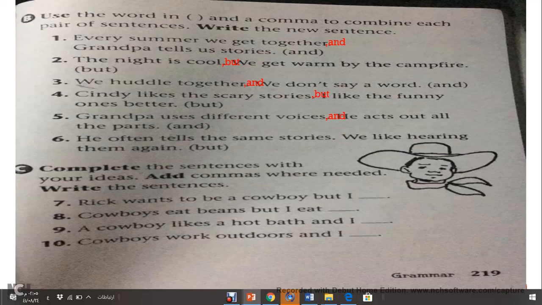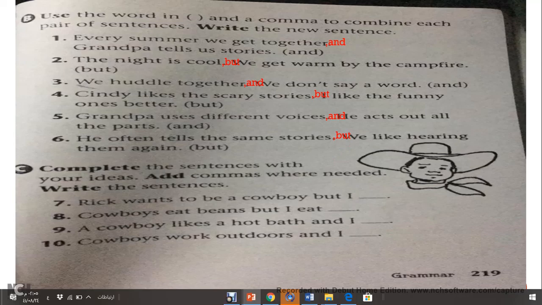He often tells the same stories. We like hearing them again. He often tells the same story. Erase the period, put a comma, but, and it must start with a small letter.